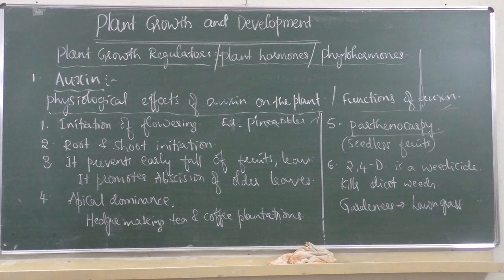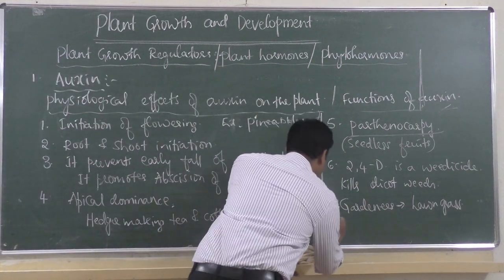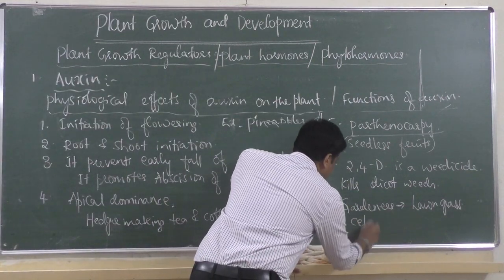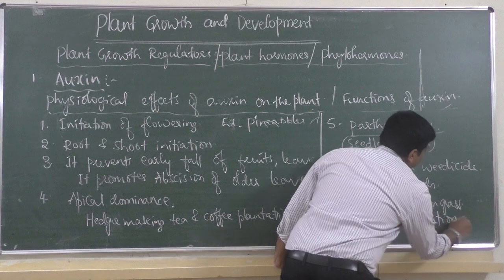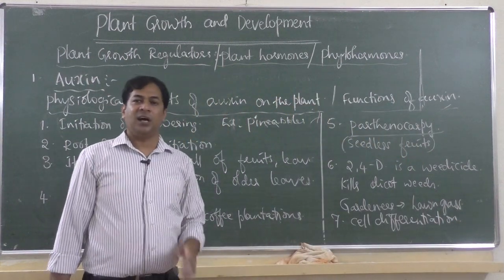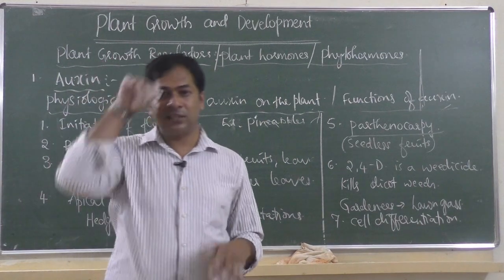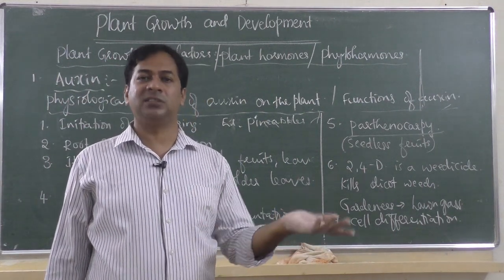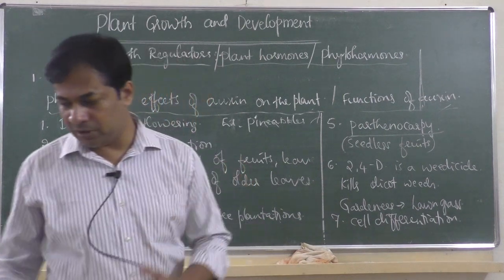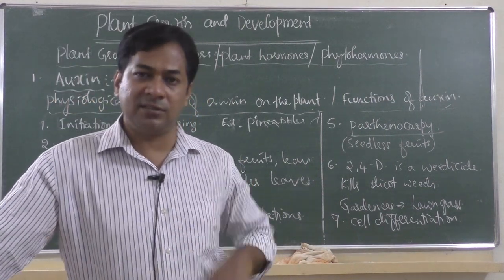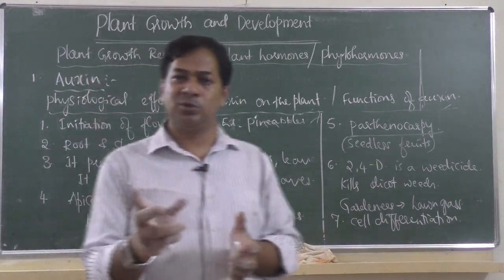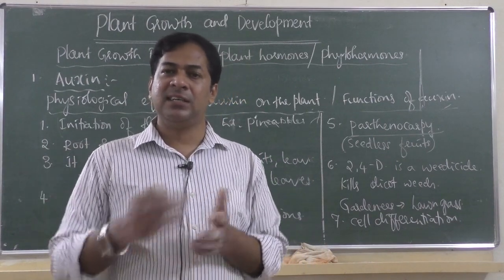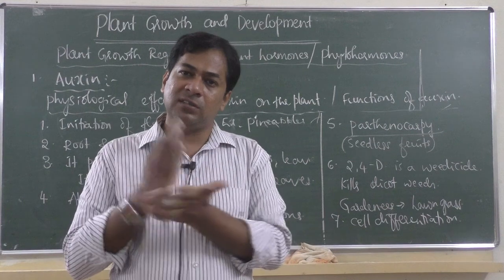Then auxin also helps for xylem differentiation and also helps in cell division. Auxin also helps in cell differentiation. Already you know what is the meaning of differentiation. Differentiation means other than cell division, the cell takes one new function. Okay, that is called differentiation. For example, meristematic cells, what is their function? Meristematic cell function is only division. One cell becomes 2, 2 becomes 4, 4 becomes 8, 8 becomes 16, like that the cell continuously divides. Only one work, divide, divide, divide.